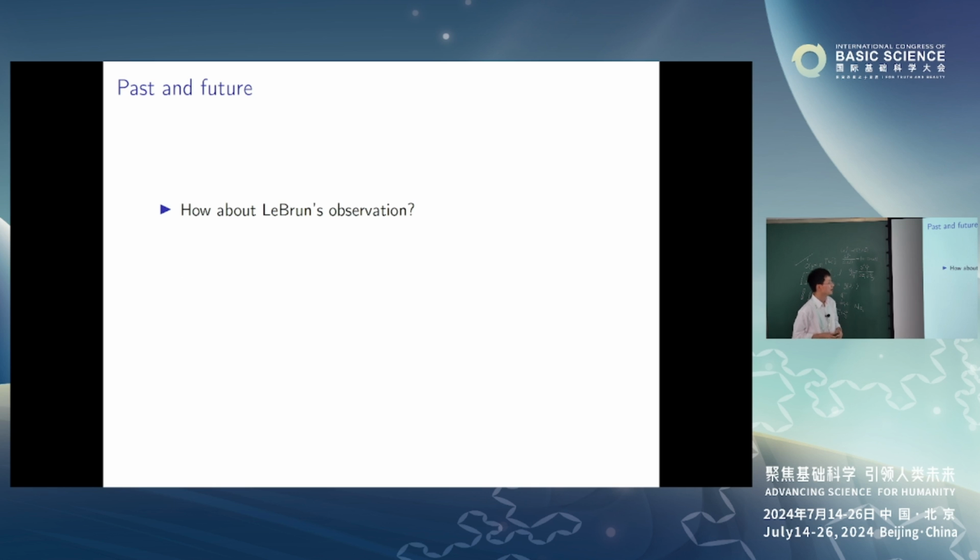Okay, so let me tie this to the beginning of the talk. How about Lebrun's observation? Remember that Lebrun observed that the Taub-NUT metric is an exotic metric on C2. Now I want to say something about how to understand this as a special instance of this general perspective.